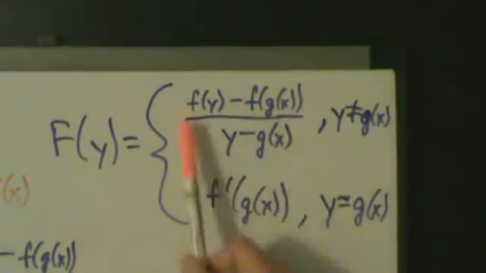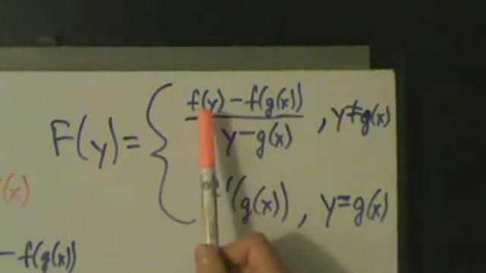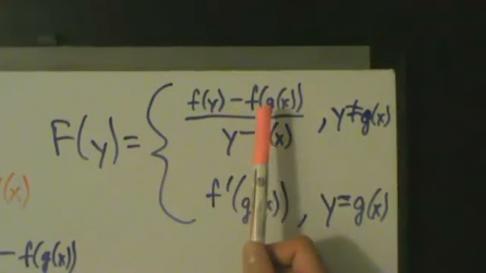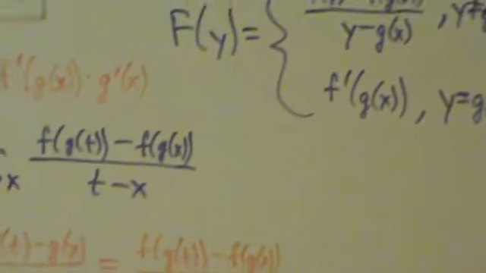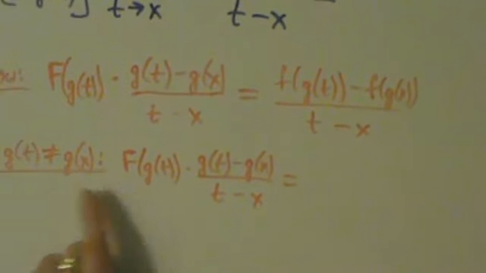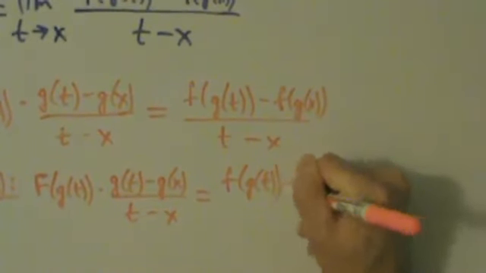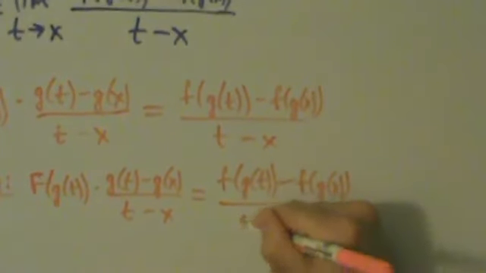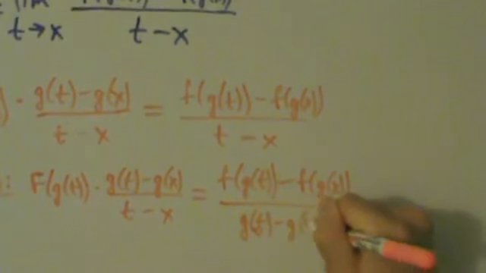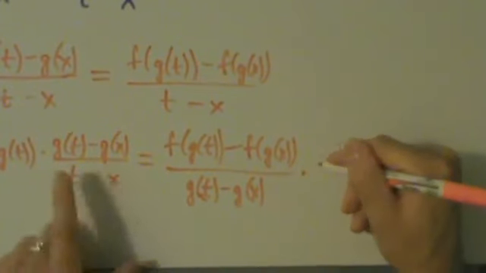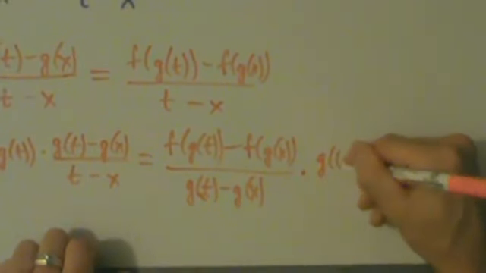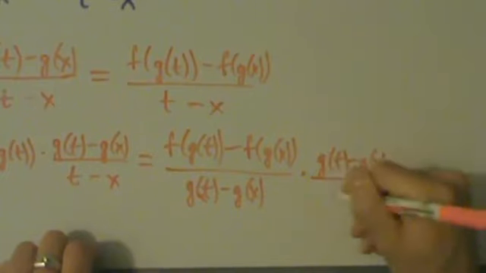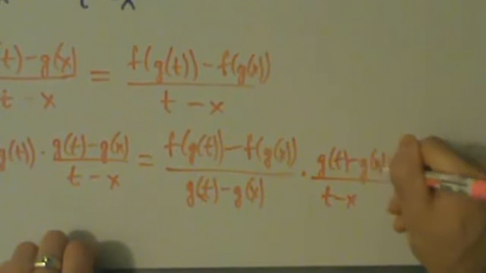All right? So because we're on the first piece, we're going to take this part over here. So what we have is little f of g of t minus little f of g of x all over g of t minus g of x. That's what this function is defined to be under this assumption. And then times, this stuff is still here, g of t minus g of x all over t minus x. Okay, so now what happens?